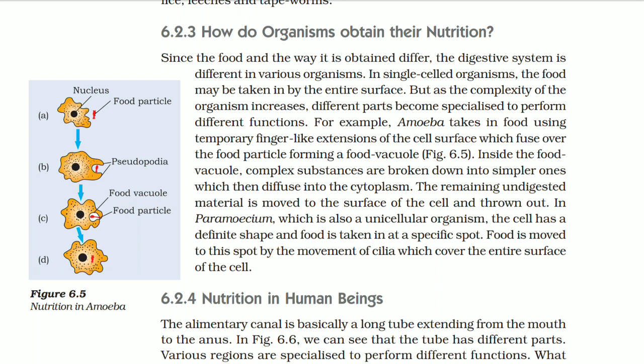So it is a unicellular organism, and in some the cell has a definite shape and food is taken in at a specific spot. The food is moved to the spot by the movement of cilia which cover the entire surface of the cell. So that's the end of the second part.